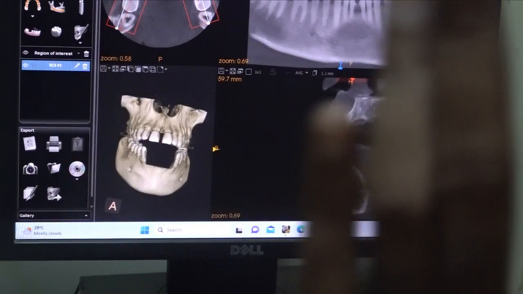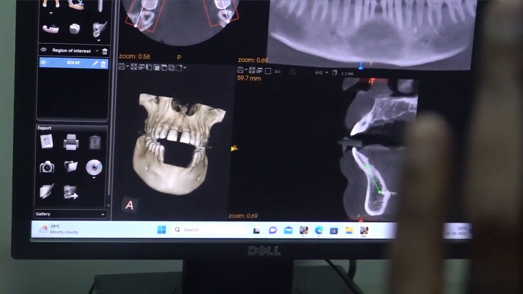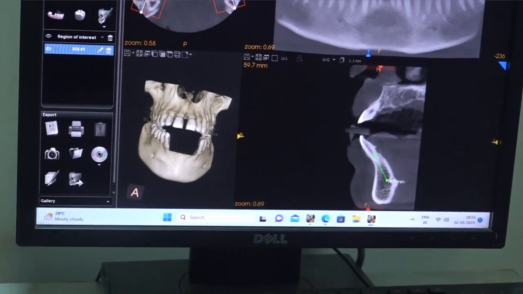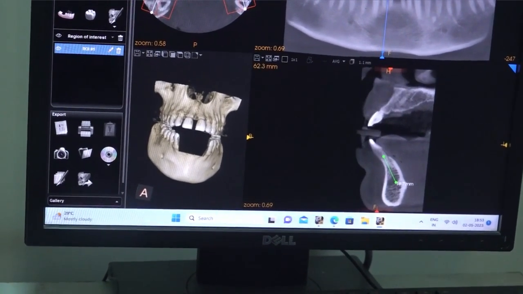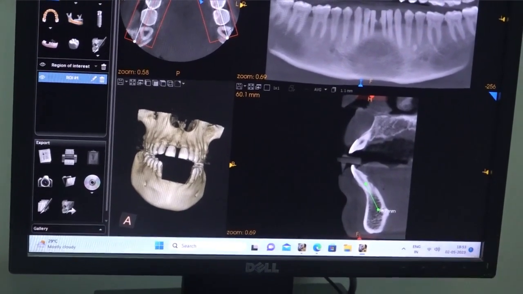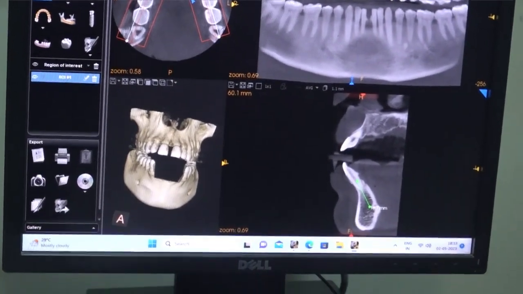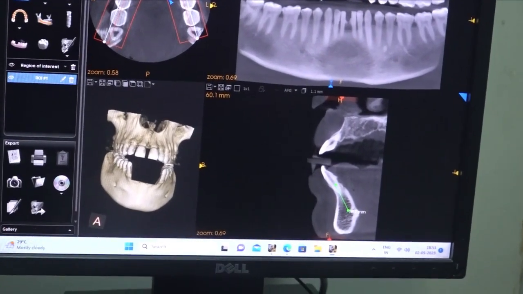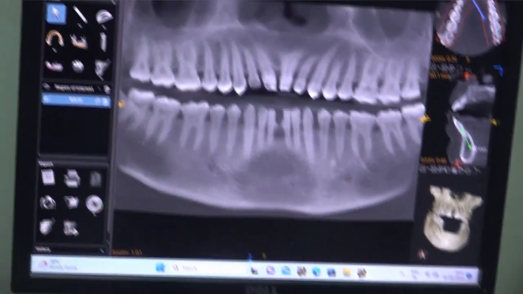What is the fourth decision? The roots of the canine. The width of the implant. What is the type of implant? Whether you are going to place a BCS design or a compressive design. Now we will see that, and on what basis we are selecting it.